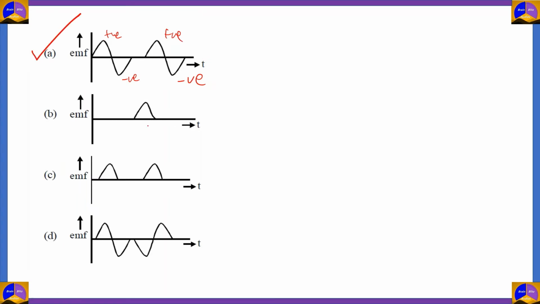In option B, it says that the EMF becomes positive only for a brief period of time, which is wrong. In option C, again, there are only positive waves, which is incorrect. In option D, it says that the negative waves come together and the positive waves are pushed farther apart. So therefore, option D is also incorrect. The right answer is option A. EMF is alternating from positive to negative, depending on the direction of the bar magnet.